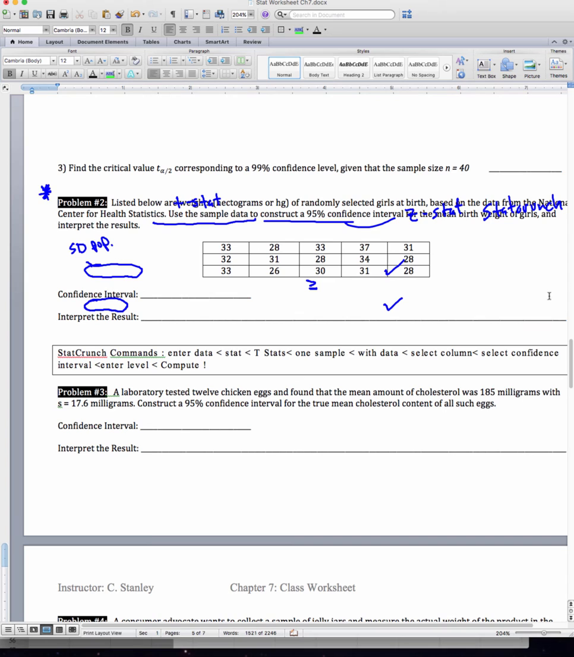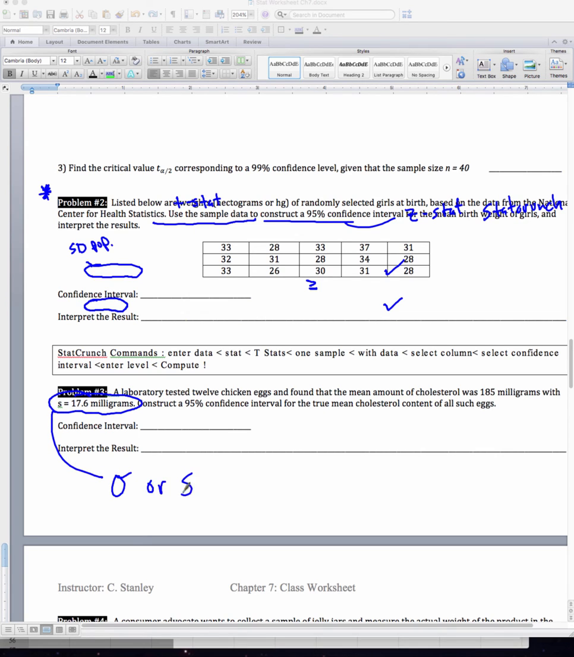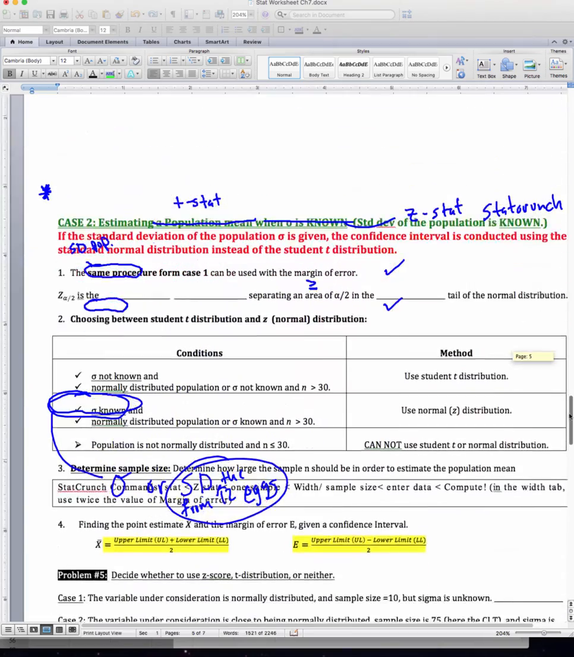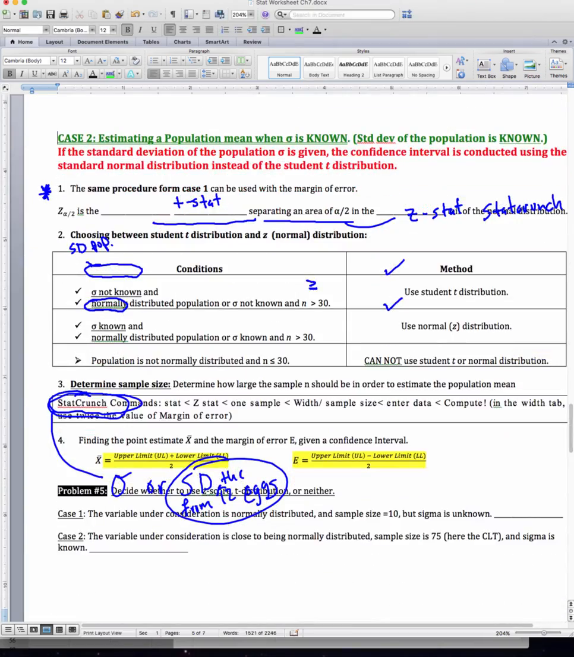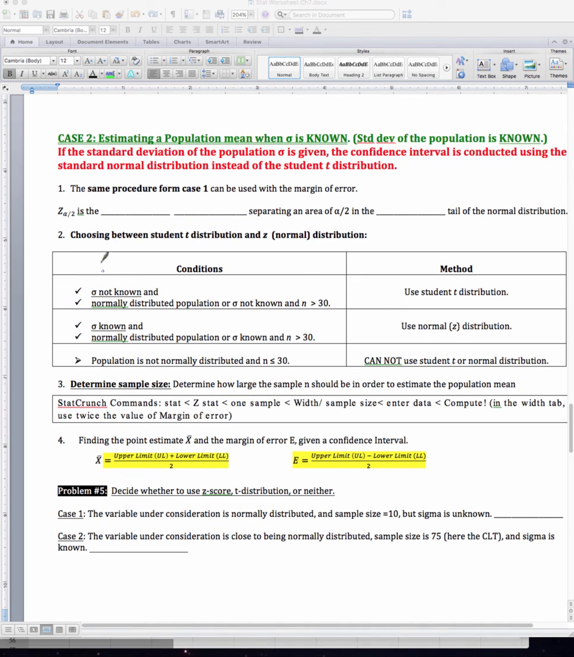I want to look at this laboratory rat problem. So the question is, is this standard deviation sigma or is this S? Well, it says S. The standard deviation from the 12 eggs. This 17.6 is from the 12 eggs. So when you scan down and look at this, was sigma known or was sigma not known? And the answer is sigma was not known. If sigma was known, they would have used sigma. But since sigma was not known, they used S instead. So if you ever see an S, it's always a T-stat.